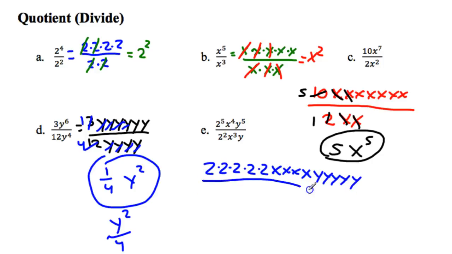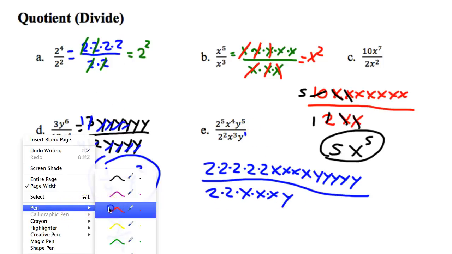Oh man, look at all that. On the bottom, 2 squared. 2 times 2. X cubed. X times x times x. And then we got a little lonely y. There's no exponent, it really means 1. So I just got 1y.